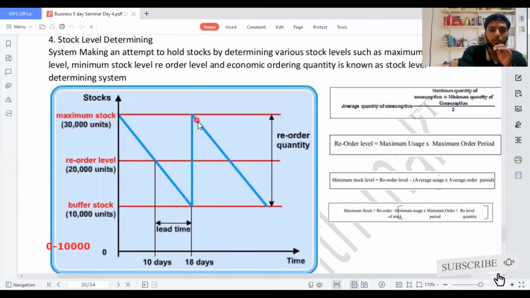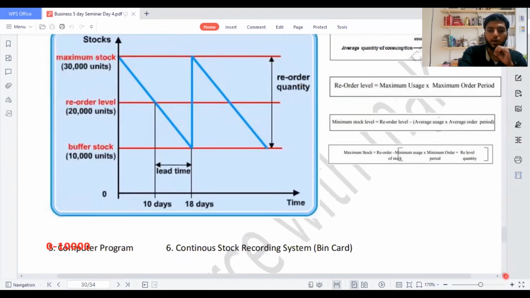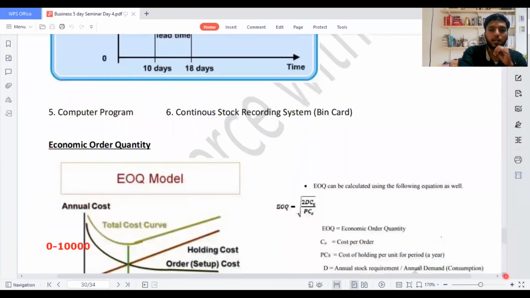So again, when they are using the product, it might fall to 20,000. They will reorder the product. So when it is falling to zero, the product will arrive. The time period it takes to do one cycle is known as the time cycle. Knowing the formula is again very, very important. Then we move on to the other systems.